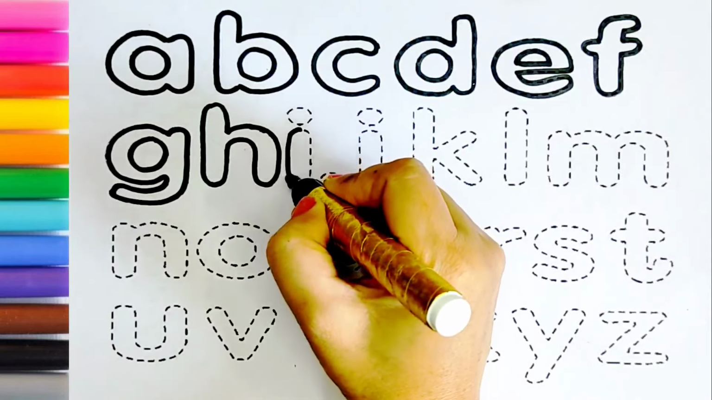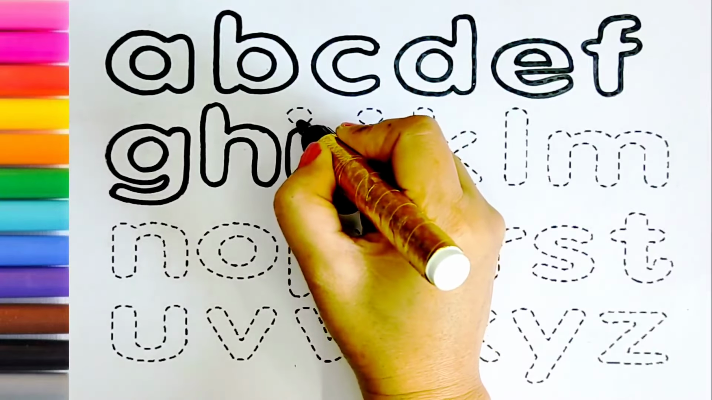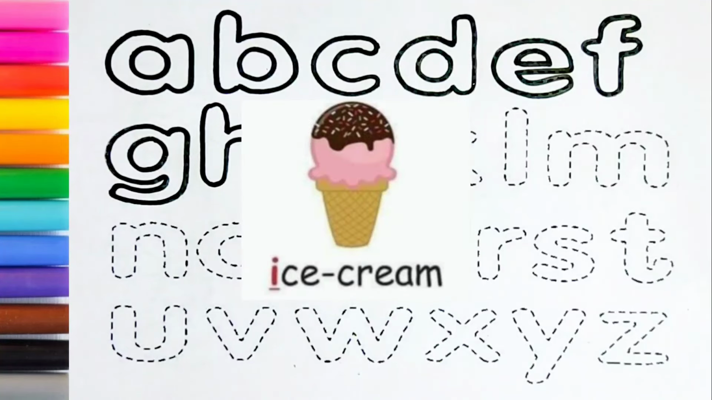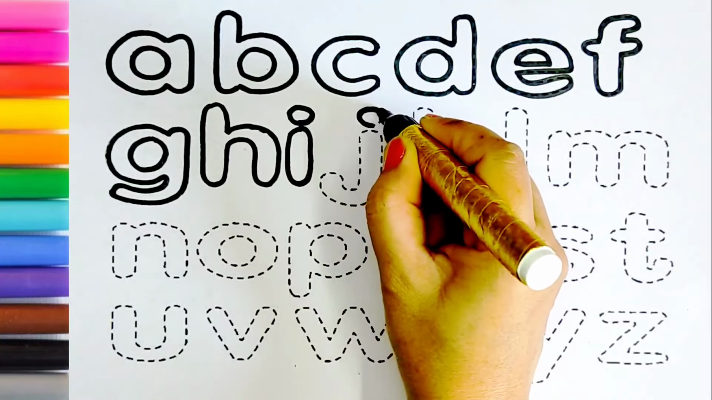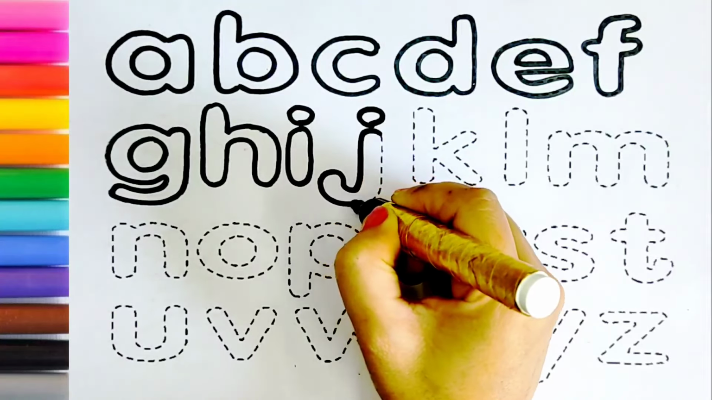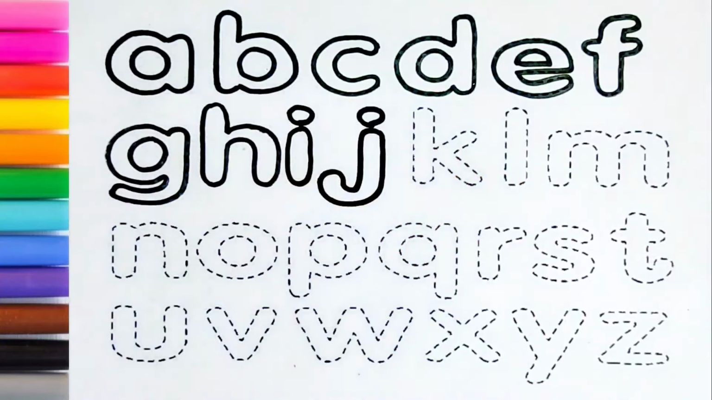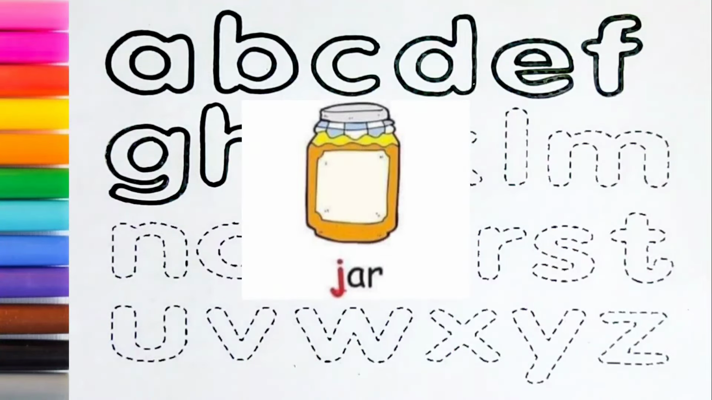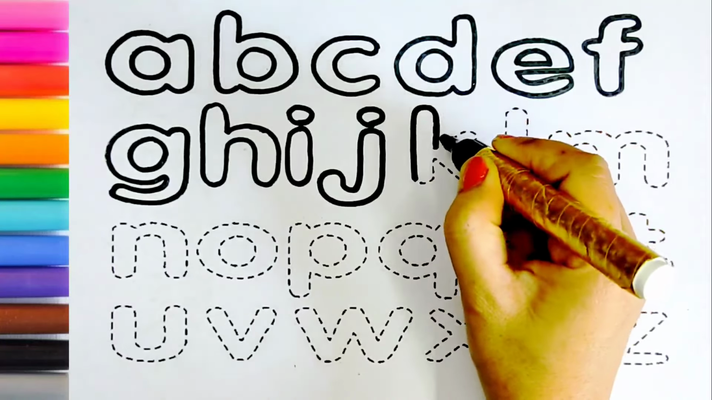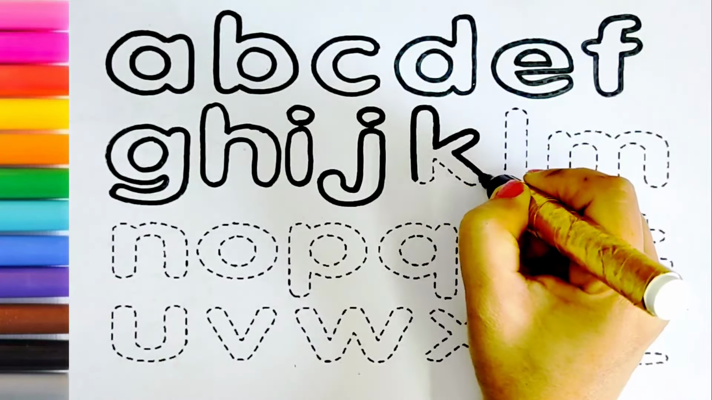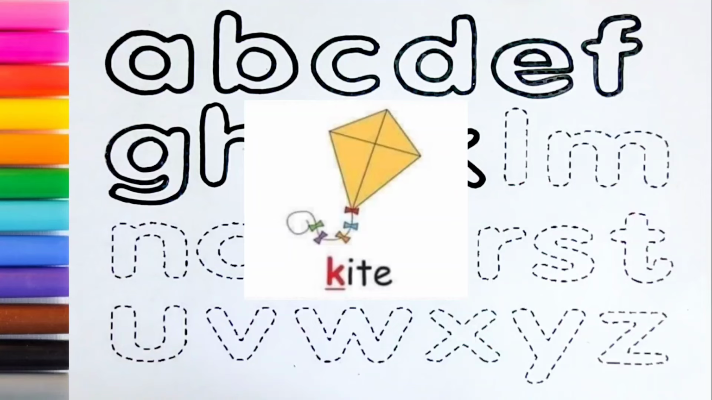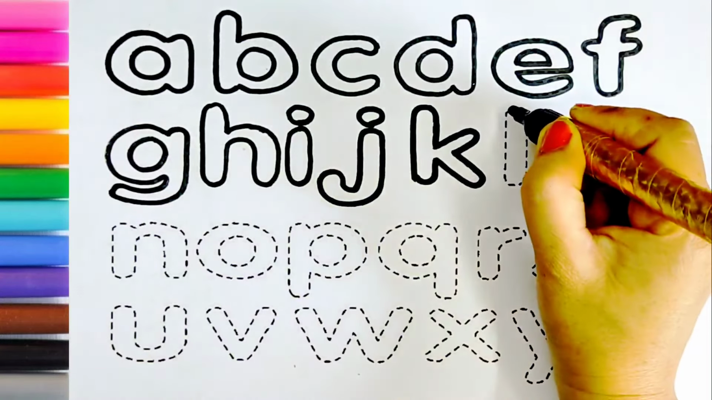I. I for ice cream. J. J for jar. K. K for kite. L.